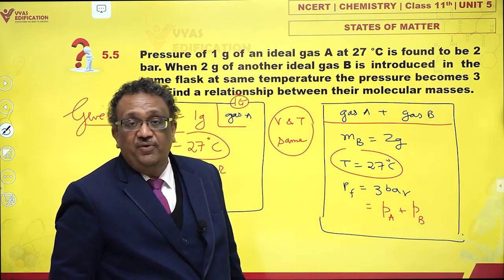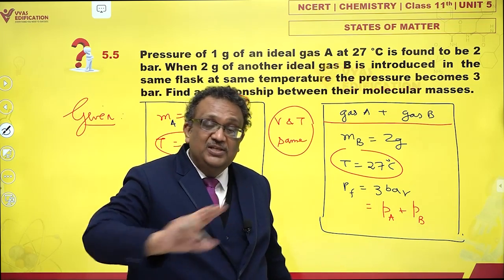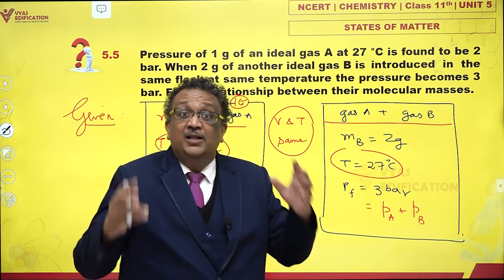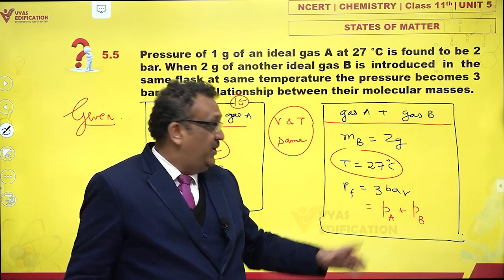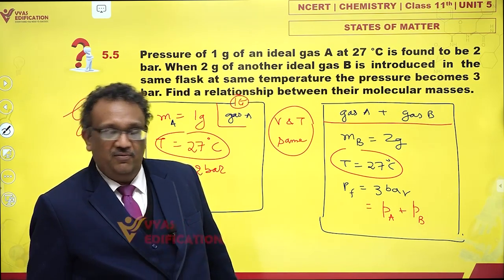What is partial pressure of A? Whatever is the pressure exerted only by gas A when B is not there, that is partial pressure of A. And what is partial pressure of B? The pressure exerted only by gas B when A molecules are not there, that is partial pressure of B. Fine.